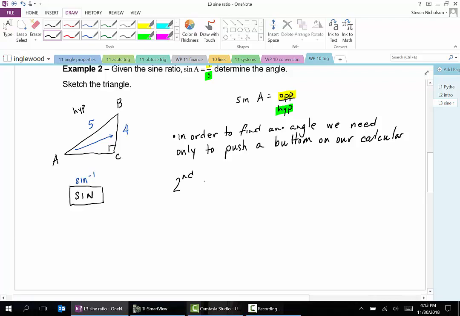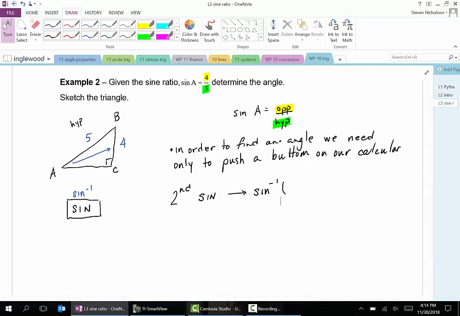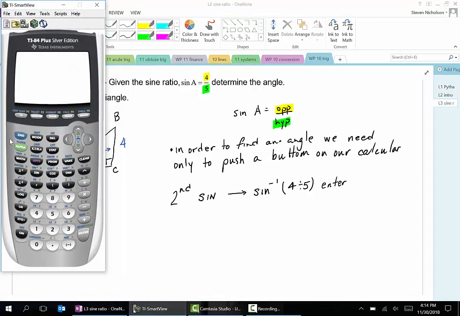So if we go ahead, and I'm going to do this in a sec, if we go ahead and press second sine, what my calculator does is it shows that, and it'll even have brackets. And then what we simply do is we put in the ratio. And in this example, the ratio is 4/5, and we enter that as 4 divided by 5. And as soon as we do that, we'll hit enter, and the calculator will tell us the answer. So let me just go ahead and do that.